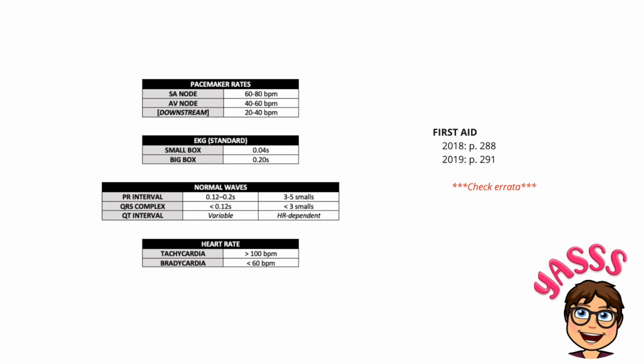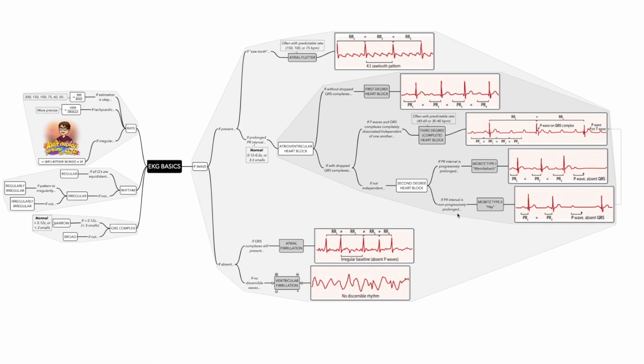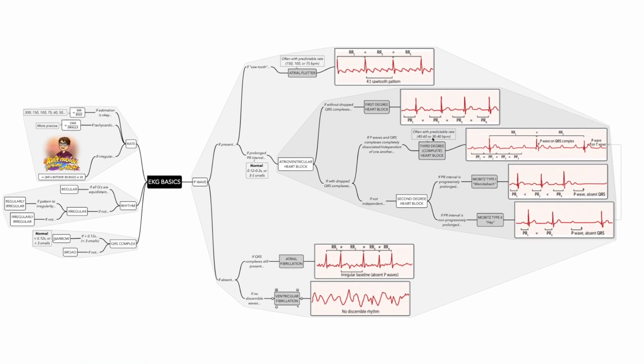Now look at the AV node rate, pacemaker rate, and then the downstream, I just call it downstream because there's multiple things that it could be there. Notice it's 40-60 or 20-40, and I want to go back and remind you that I said that for third degree heart block, it had a predictable rate, and that's because you're blocking the SA node.